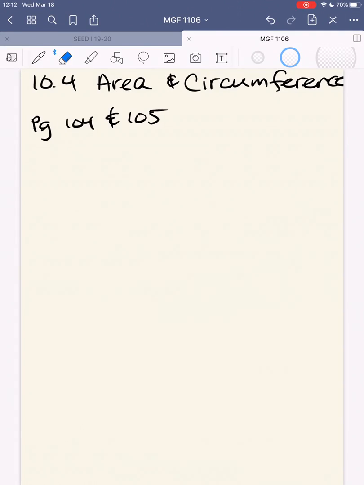Welcome back. We're going to go ahead and talk about 10.4, which is area and circumference. And there's a lot of formulas available for you on pages 104 and 105. Please don't worry about necessarily memorizing all these. I believe those are going to be on your little sheet that you're allowed to use.